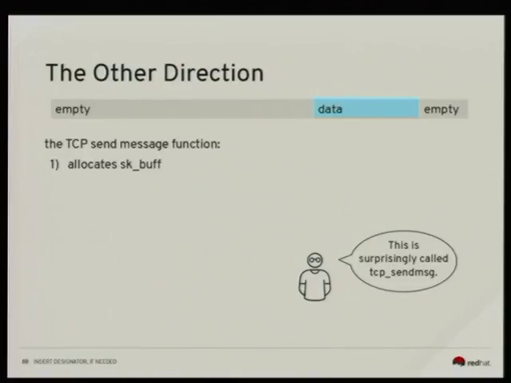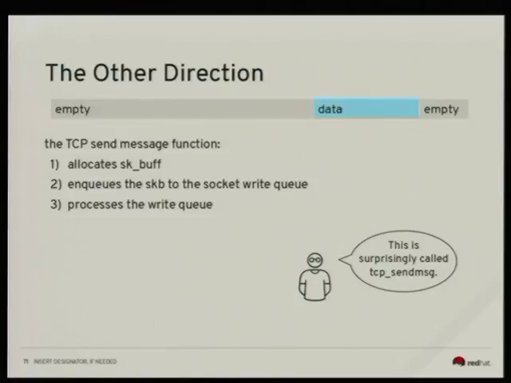So first thing that we need to do is to allocate SK buff, obviously. We do it in kind of clever way, which I won't go into details. But the result is that we have empty space at the beginning, and probably at the end too, but that's not that important. So we have SK buff. This is head, this is end, this is tail, and I always mix those up. And next step, when we have SK buff, it is enqueued to the socket write queue. And then the write queue is usually immediately processed. Why do we do that? It's because we need to have some backlog for requeuing and so on. Let's not go into details. That would be a presentation for many hours if we did.